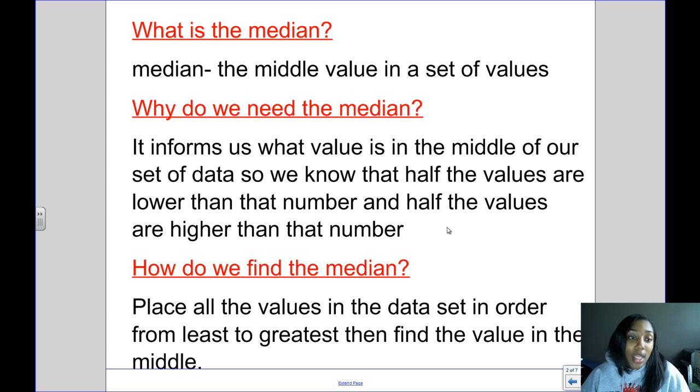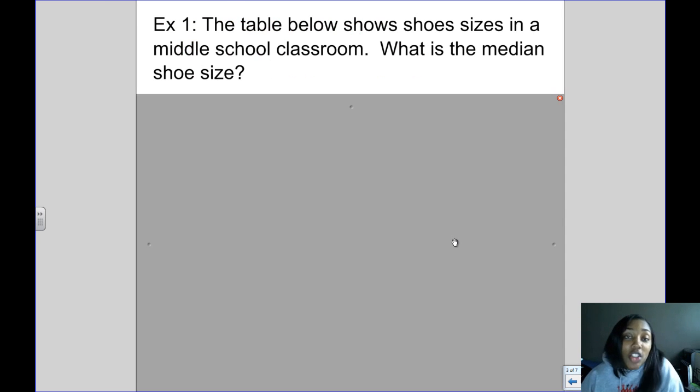And why do we need the median? It informs us what value is in the middle of our set of data, so we know that half the values are lower than that number and half the values are higher than that number. And how do we find the median? We place all the values in the data set in order from least to greatest and then find the value in the middle. So let's look at this example.